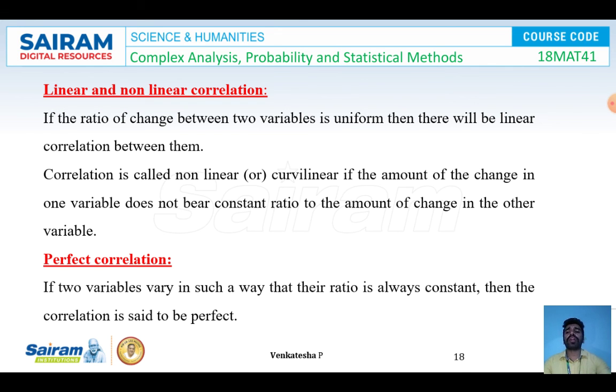Linear and non-linear correlation. If the ratio of change between two variables is uniform, then there will be a linear correlation between them. Similarly, the correlation is called non-linear or curvilinear if the amount of change in one variable does not bear a constant ratio to the amount of change in the other variable. Perfect correlation. If two variables vary in such a way that their ratio is always constant, then the correlation is said to be a perfect correlation.